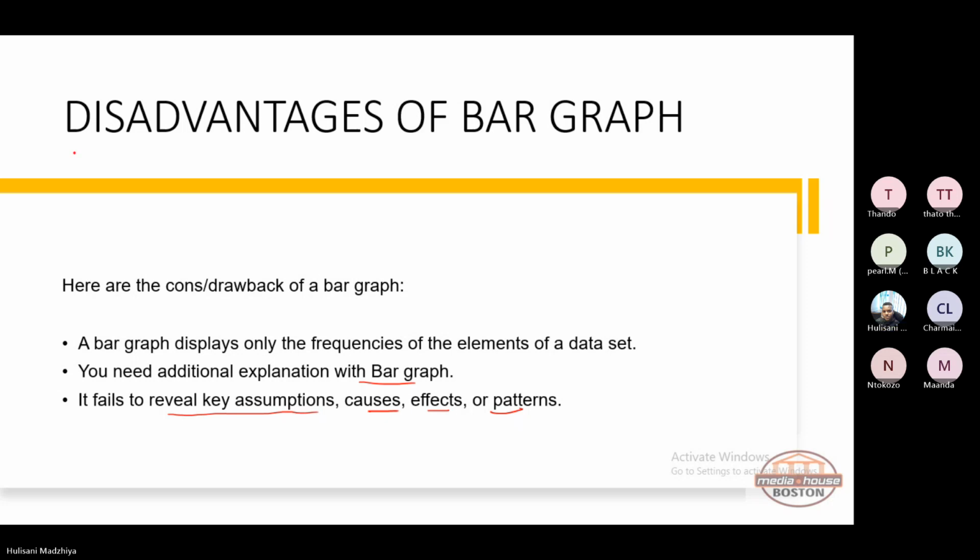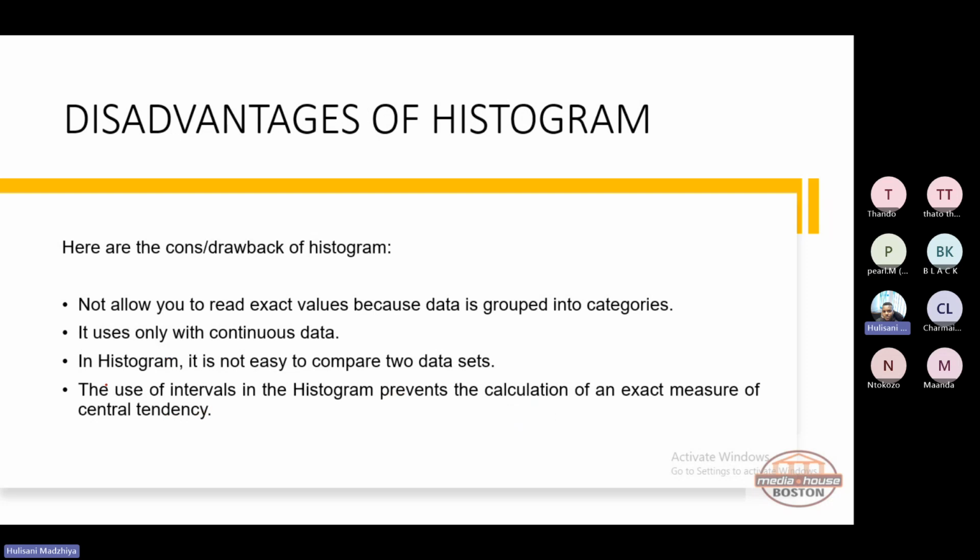Whereas the disadvantage of the histogram is that it's not easy to compare two data sets, because we're talking about two different categories of frequency of occurrence. To say people listening between 20 and 30, and from 30 to 40, you cannot compare the two. You cannot go and say that we've got listeners within the age of 20 to 30 and 30 to 40, and compare these two data sets.